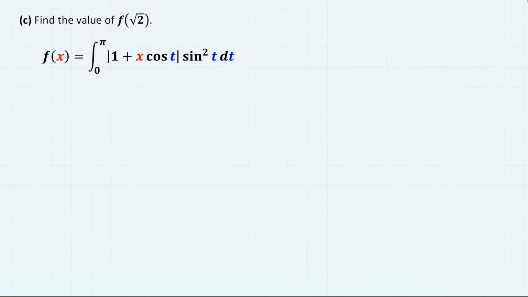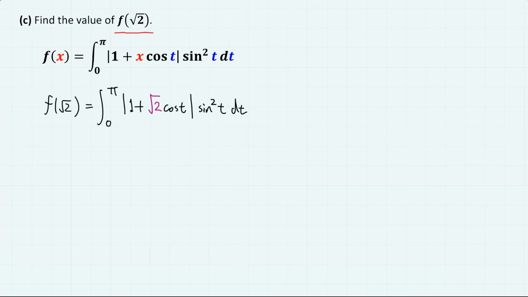Next, the value of f of square root of 2, and this is the part where things get a bit more complicated or a bit more interesting depending on how you see it. What's the big deal about this problem? Well, f of square root of 2 is the value of this integral. The integral of the absolute value of 1 plus square root of 2 cosine t, times sine squared t, dt.